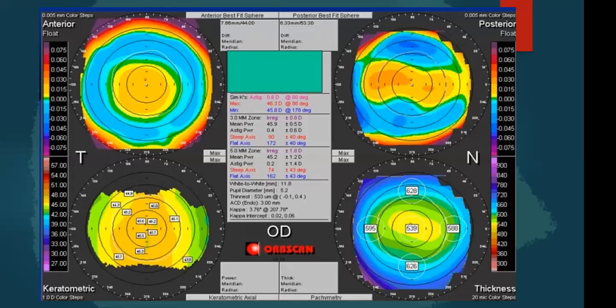I'll just tell you how in your practical exams you must give the answer. This is a quad map analysis of a patient's right eye. This is the anterior float. It shows a normal prolate cornea. This is the posterior float, which also shows a normal prolate cornea. This is the pachymetry map, which shows the central pachymetry to be around 540.